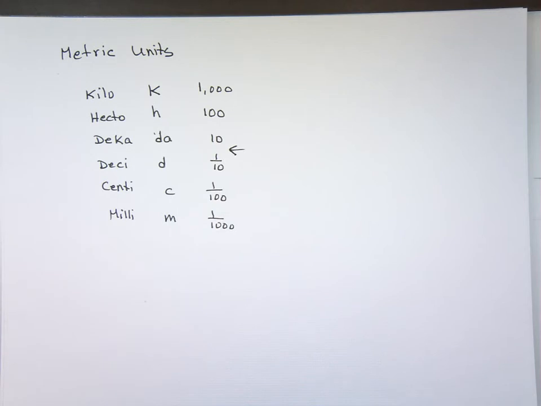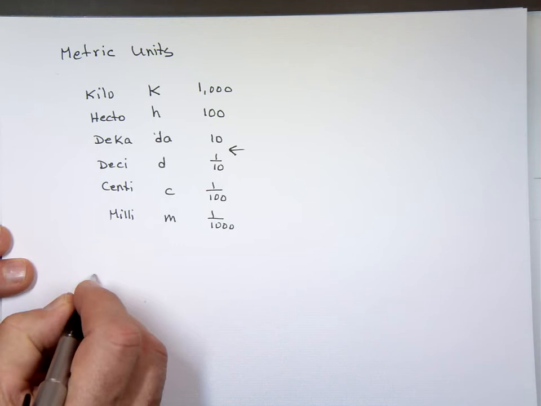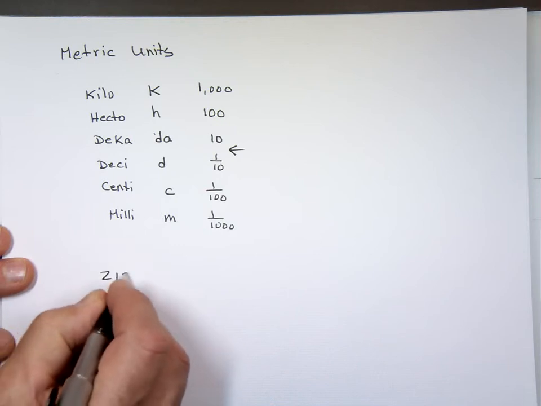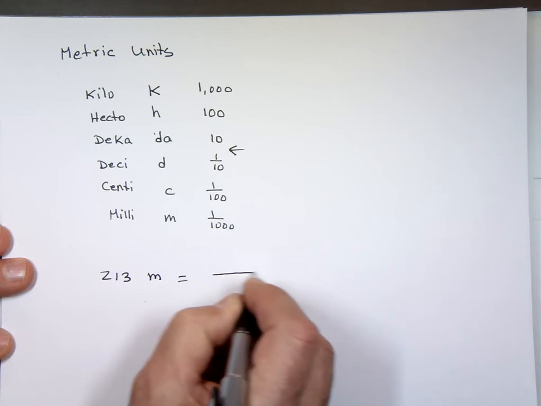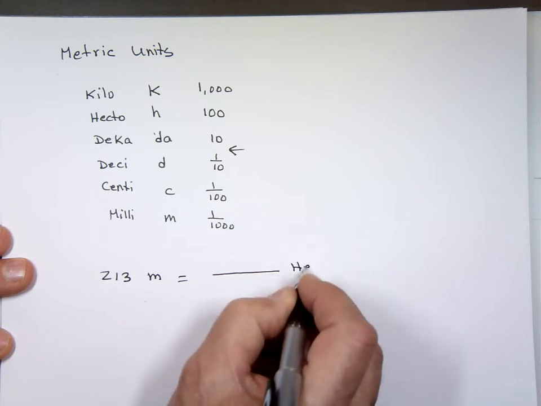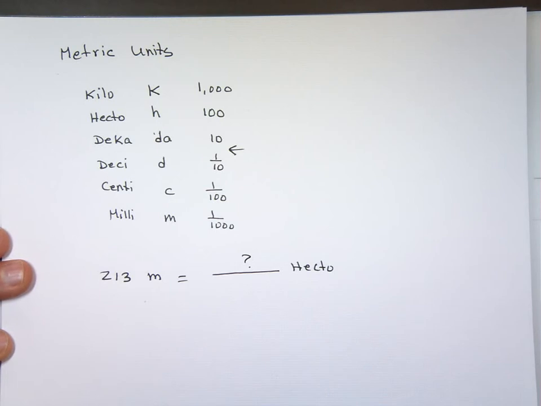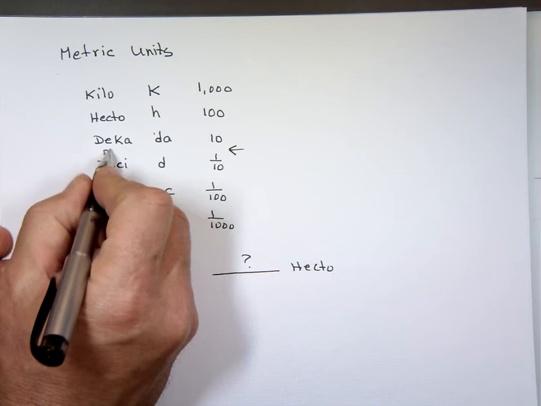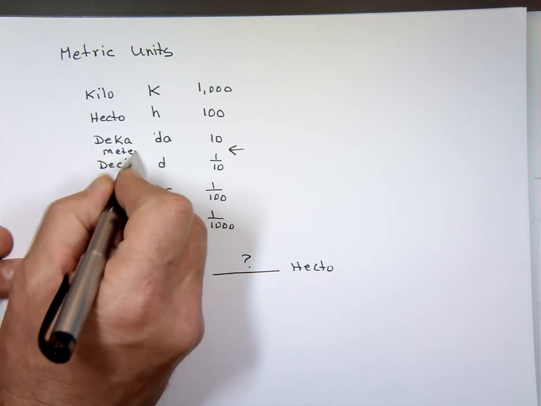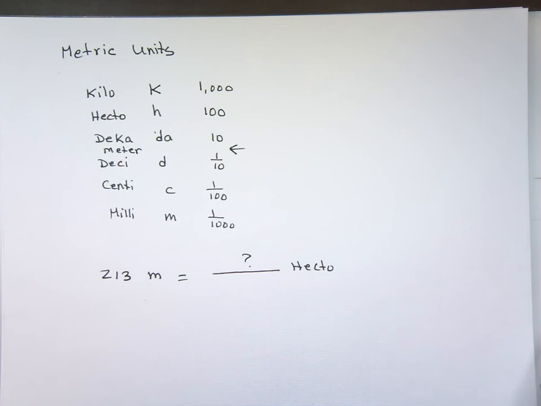So for example, if you want to convert, let's say 213 meters, which I didn't put there, and you want to know how many hectometers that is. There is no relation. The meter actually goes right here. There is no relationship between the meter and hectometer. Well, unless we look at that cheat sheet.